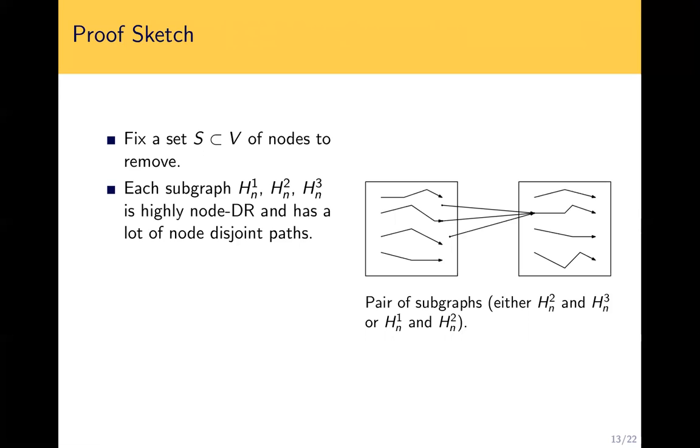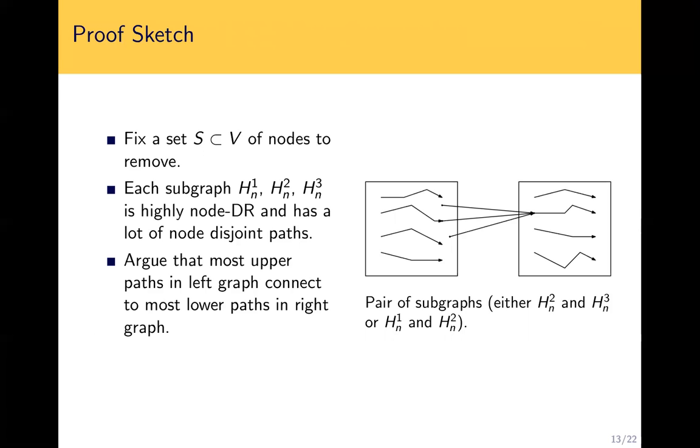So for example, here on the right, say maybe the two graphs would be H2 and H3. Then H2 has some number of vertex disjoint paths, and H3 has some number of vertex disjoint paths. And we argue that the upper half of the paths in the left graph, or each upper path in the left graph, connects to most of the lower paths in the right graph. And by lower, we mean the lower half, so the last half of the nodes.